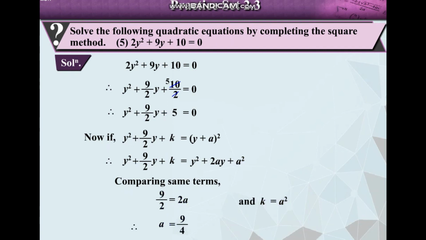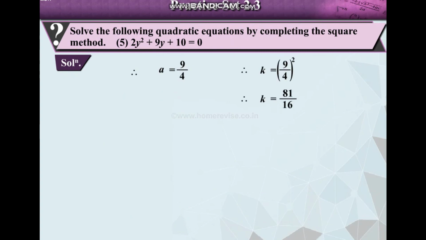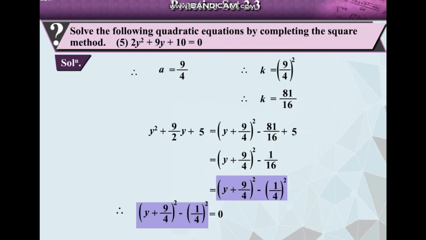Therefore, a is equal to 9 upon 4. Therefore, k is equal to 9 upon 4 the whole square, which is equal to 81 upon 16. Therefore, y square plus 9 upon 2y plus 5 is equal to y plus 9 upon 4 the whole square minus 81 upon 16 plus 5, which is equal to y plus 9 upon 4 the whole square minus 1 upon 16, which is equal to y plus 9 upon 4 the whole square minus 1 upon 4 the whole square.